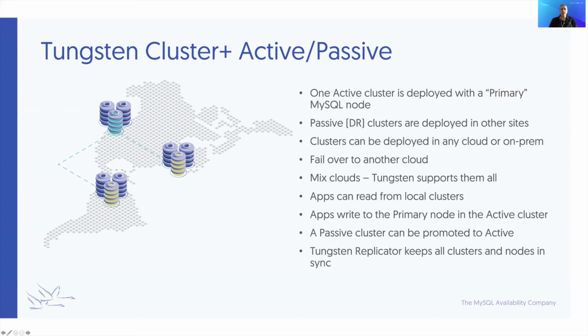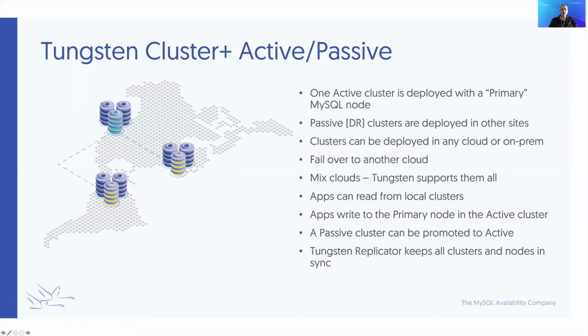And again, this can be deployed in any cloud or on premises, or it could even be a mixture of the two. So for example, your active cluster could be on premise, but you may have your DR clusters, your passive clusters, sitting in cloud. So you have that DR capability. And you can switch between, you can move this active cluster, so you can promote one of your passive clusters to be your active cluster.